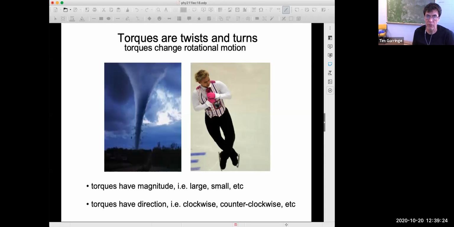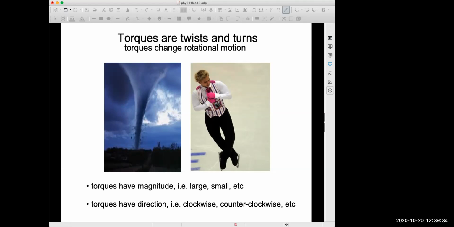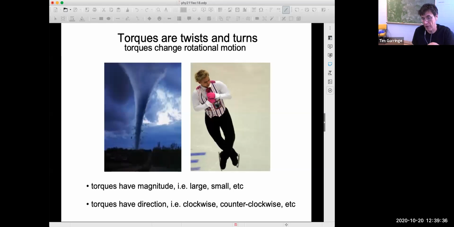Likewise, torques have a size or a magnitude. So you could have a small torque, you could have a large torque, you could have a medium-sized torque. They have directions too. For example, you might have a torque that turns something clockwise, or you might have a torque that turns something counterclockwise. So there's a direction too. So forces are key in understanding translational motion. Torques are key in understanding rotational motion.